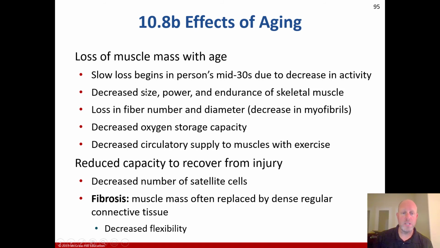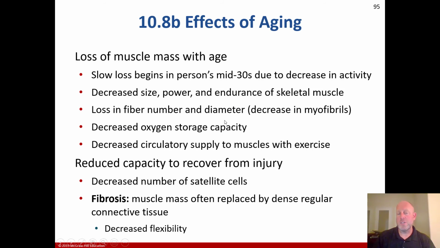Decreased size will occur to some extent, along with power and endurance of skeletal muscle, over the course of the 30s and 40s. And it starts to grow dramatically in the 50s and beyond. There's loss in fiber number as well as diameter, loss in the size and the number of fibers, which also starts to happen around that age period. Decrease in myofibrils. There's a decreased oxygen storage capacity, and there's decreased circulatory supply to muscles with exercise.